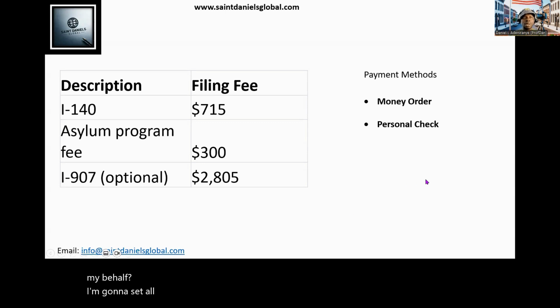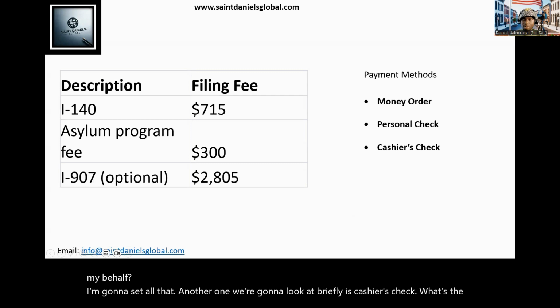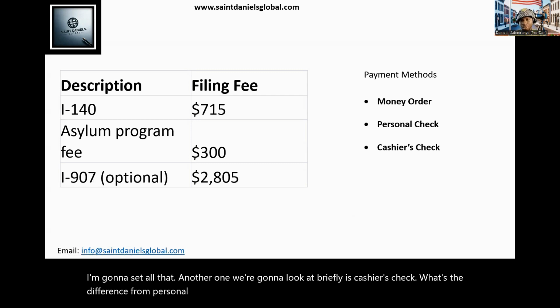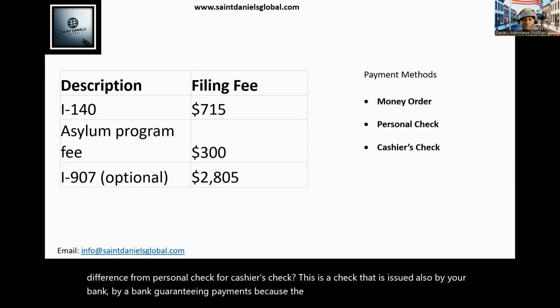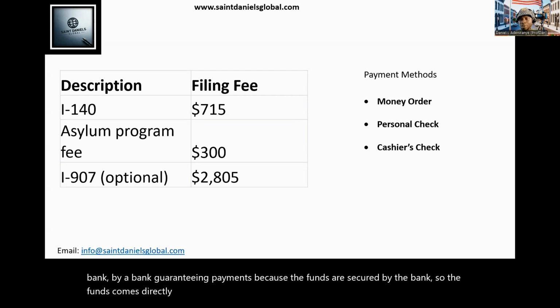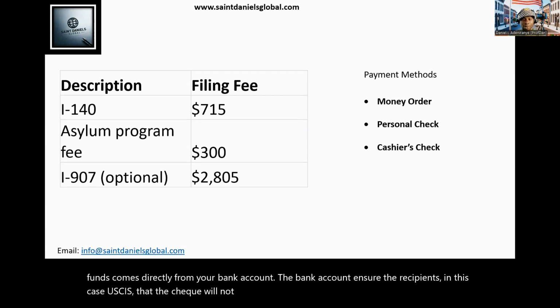Another one we're going to look at briefly is cashier's check. What's the difference from personal check? A cashier's check is a check that is issued by a bank, guaranteeing payments because the funds are secured by the bank. So the funds come directly from the bank account, ensuring the recipient, in this case USCIS, that the check will not bounce.